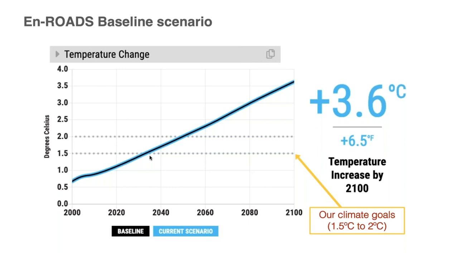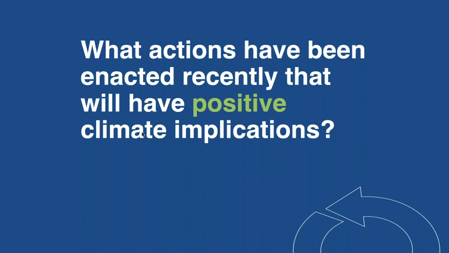What does it take? I want to start and come at this question of building out a whole suite of actions on climate by first reflecting on what actions you have heard of that have been enacted recently that you think will have positive climate impact implications. Of course, right now, the pandemic is still devastating our economies, our communities, causing loss of life around the world. We have vaccines, they're rolling out. And so there's perhaps a light at the end of the tunnel of the pandemic. How will we recover? How will we build back better?